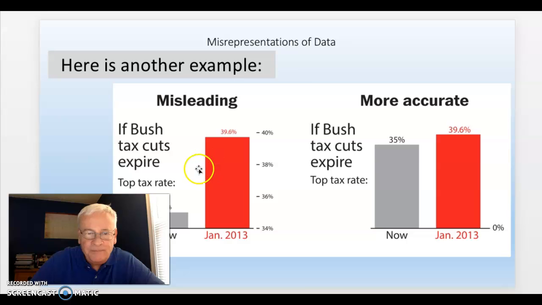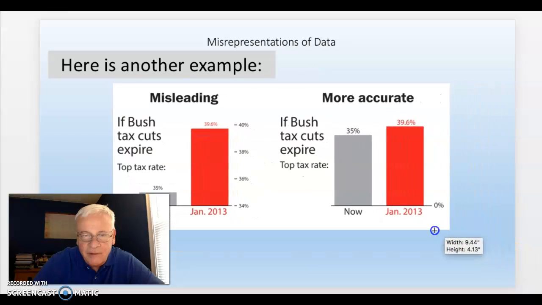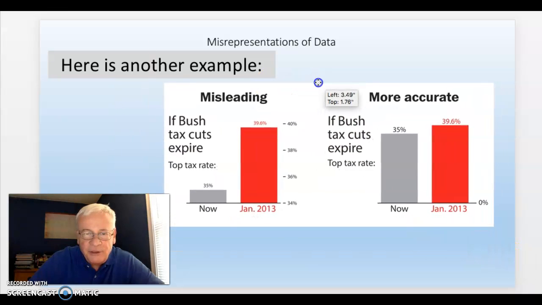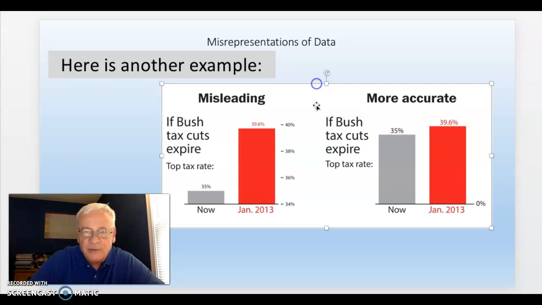Here's another one. This had to do with Bush tax cuts. This was from Fox News. Guys, when I Googled misleading uses of data, Fox News came up a lot. Again, this does not go down to 0. It goes down to 34. So it makes it look like when the Bush tax cuts expire, there's a huge increase. But really, 4.6% is the actual increase, okay? It just makes it look like it's 4 times bigger right here when it's not.